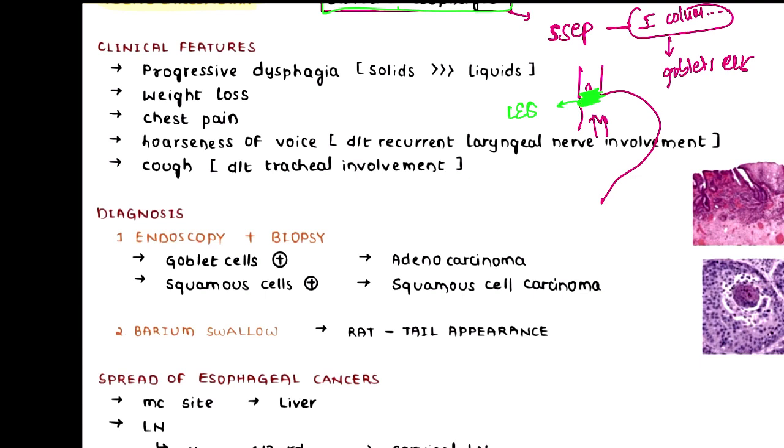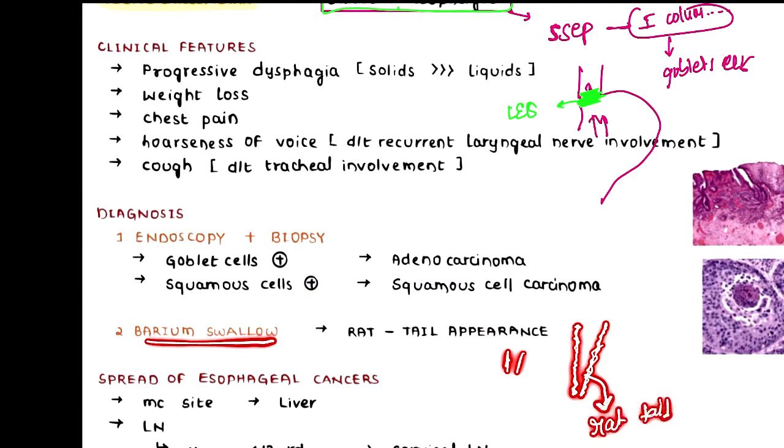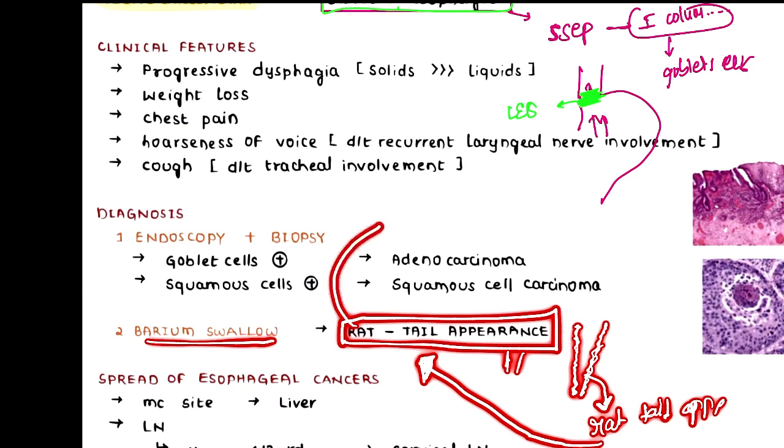In the case of esophageal carcinoma, there will be narrowing of the lumen, but this narrowing will be irregular. It will be irregular narrowing of the lumen of the esophagus. As there will be irregular narrowing, this will appear as a rat tail appearance. It will be called a rat tail appearance, and this is the finding of esophageal carcinoma.